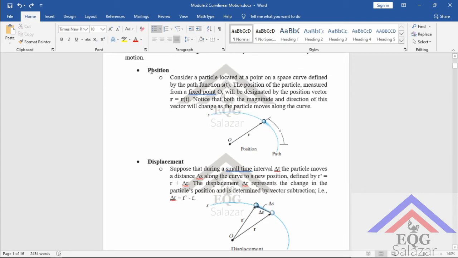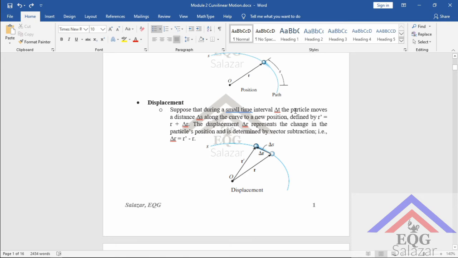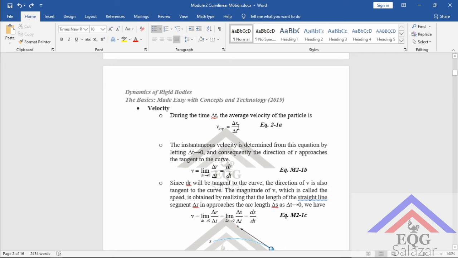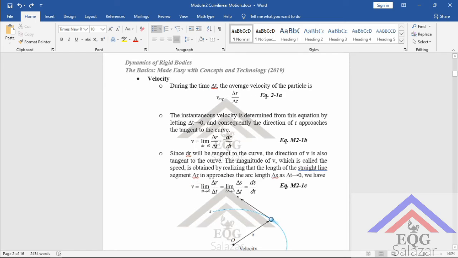In a nutshell, position just means that the position of a particle is measured from a fixed point O. This is basically a radius vector, and we will be calling it the position vector. Next, displacement. Again, that's just the change in position. Velocity. That's the change in position over the change in time.